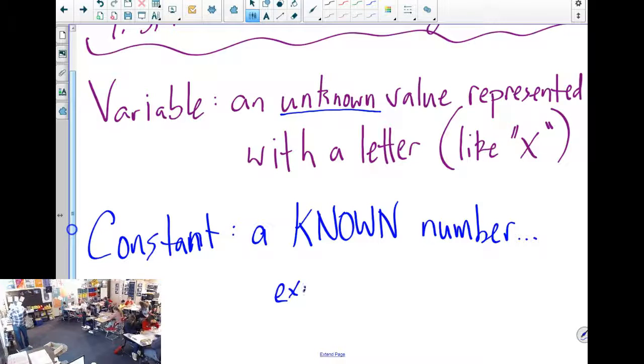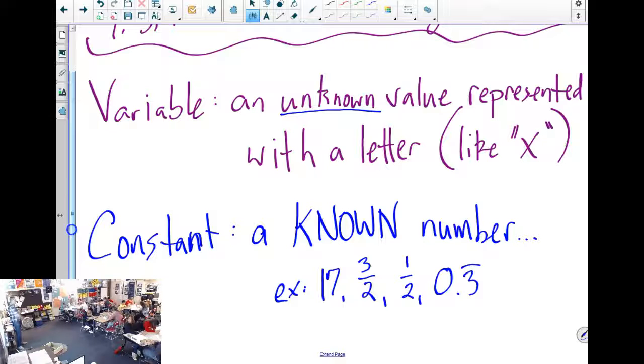So, example, 17. It's a fun number. 3/2, improper fractions. Proper fractions. Decimals. Even repeating decimals are constant values. Even pi. Now, it's a constant, but pi is actually irrational, and we'll get deeper into that as we go, because we can't write it as a fraction. But we know what it is. We know pi is 3.1415. We don't know where it ends, but we do know what it is.